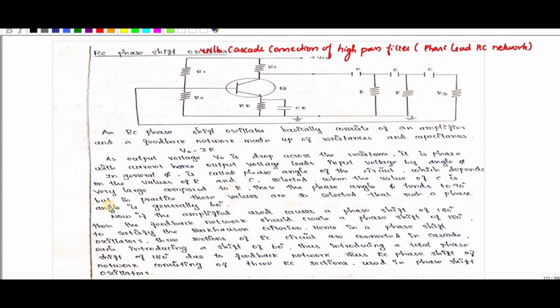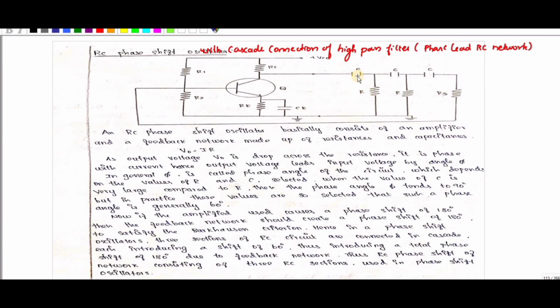In this video, we are going to discuss the RC phase shift oscillator with a cascaded connection of high pass filters. This high pass filter is also called a phase lead RC network. So in the feedback network, you have A and beta, right? A is an amplifier, which is a common emitter amplifier I have used, and in the beta terminal I have used C and R. So this is nothing but a high pass filter.